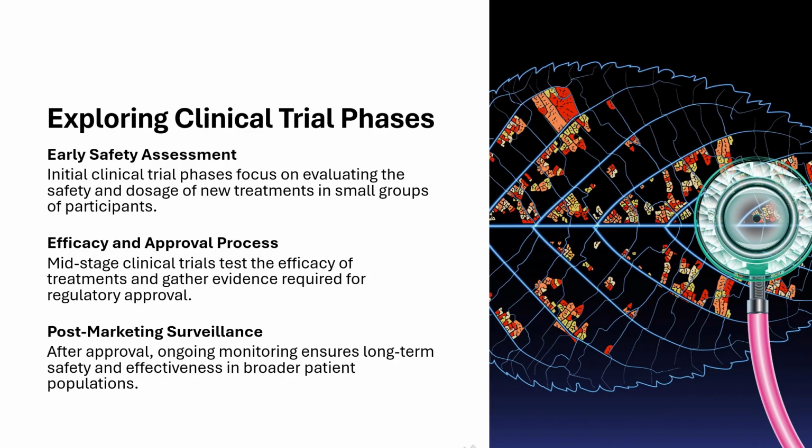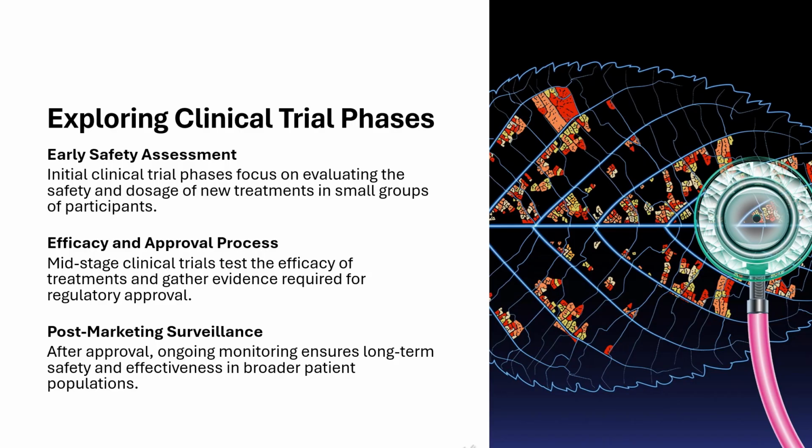We begin with early safety assessments. These are the Phase 1 trials. In these studies, new drugs or therapies are tested on a small group of participants to evaluate safety, identify side effects, and determine the appropriate dosage.